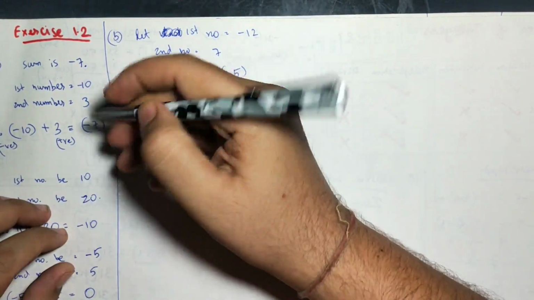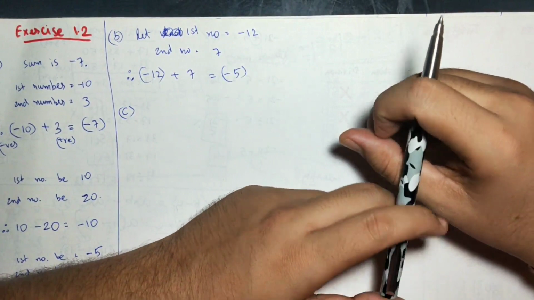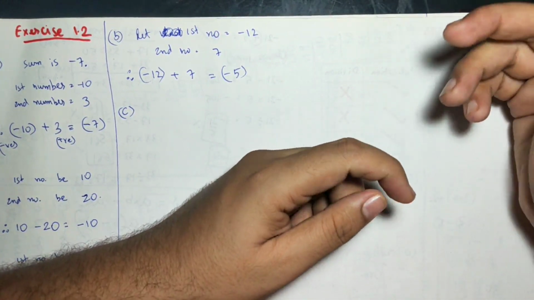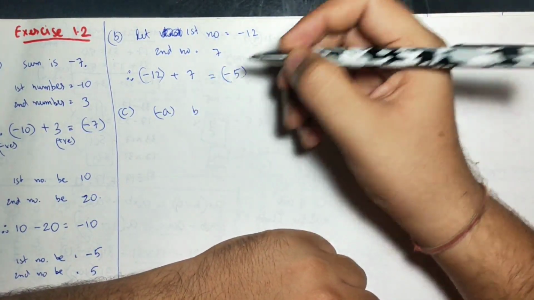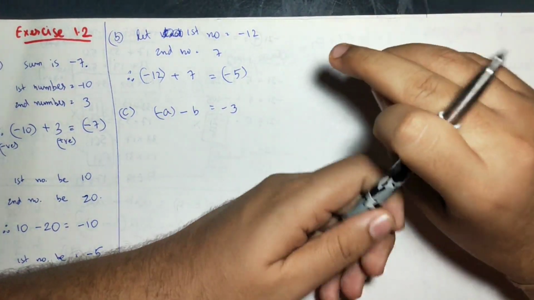Okay. C. Write a negative integer and a positive integer whose difference is minus 3. There is one negative integer. This is again explanation. There is one positive integer and you have to subtract them. Answer should come minus 3.